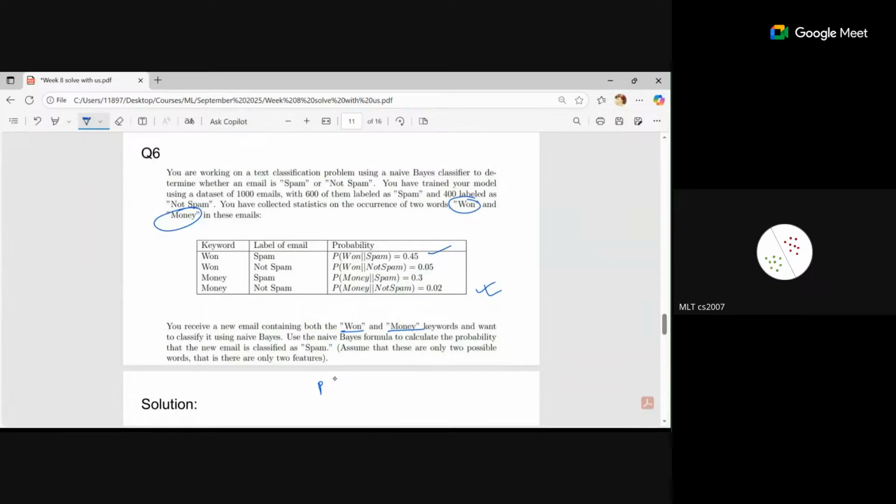So you have to find out what is the probability that y test is spam. And remember, my x test has both the words one and money. So you need to find this probability.